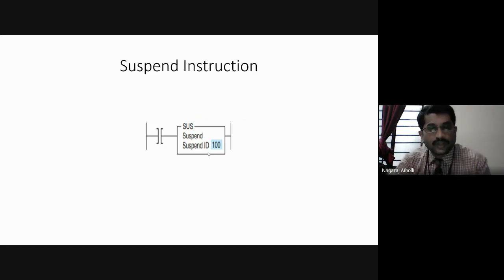Depending on what we are storing here in the status file, we can execute as many suspend instructions as are required. If you want 3 suspend instructions, we can use them in the PLC program. If you want 2, we can use them, but this number will change accordingly. If you are using 3 suspend instructions, we have to use 3 suspend IDs here, like 100, 200, and one more, 300, like that. That is the function of the suspend instruction.